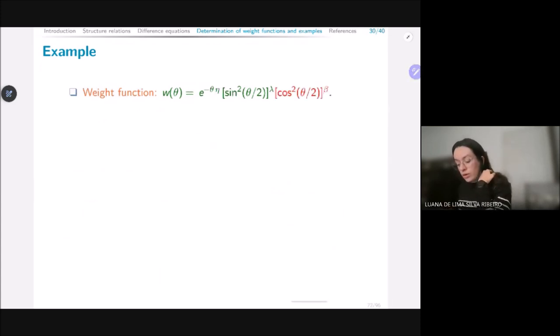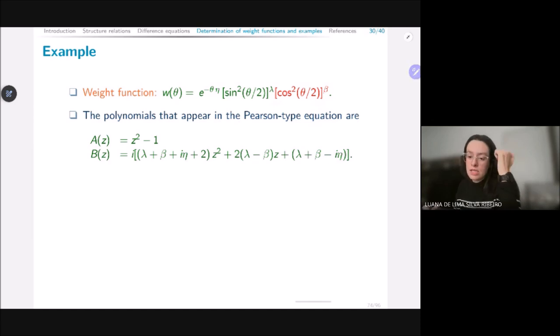Okay, so another example that I mentioned in the introduction: this is the wave function that I mentioned before. If we multiply by cosine, this is also a wave function that belongs to this class P, Q, where P is less than 2 and Q is less than 2. So these wave functions satisfy the Pearson equation, where A(z) is like this one and B(z) is this one, polynomials of degree 2.